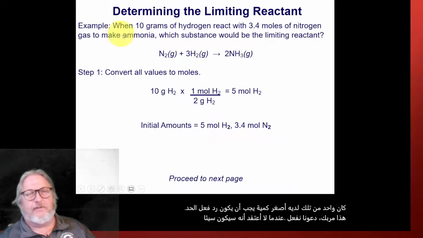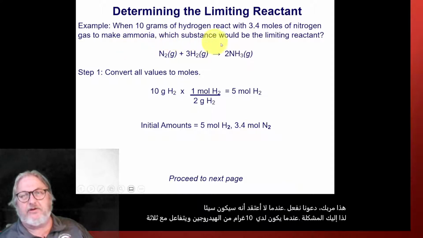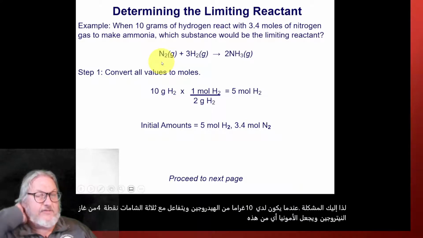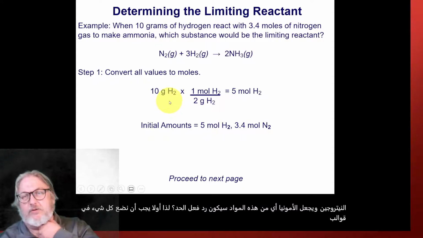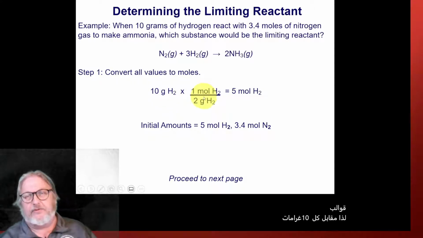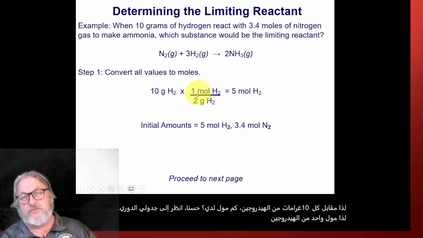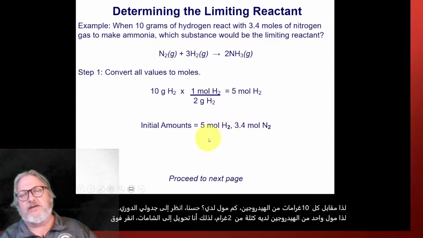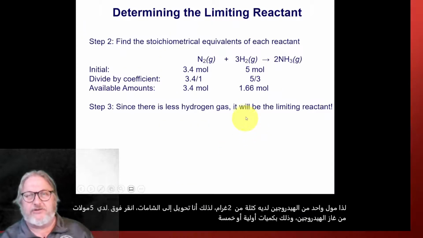So here's the problem. I have 10 grams of hydrogen reacting with 3.4 moles of nitrogen gas to make ammonia. Which of these substances would be the limiting reactant? First, we've got to get everything into moles. For 10 grams of hydrogen, how many moles do I have? Well, look at my periodic table. 1 mole of hydrogen gas has a mass of 2 grams. So I convert to moles, and I have 5 moles of hydrogen gas. My initial amounts are 5 moles of hydrogen and 3.4 moles of nitrogen.